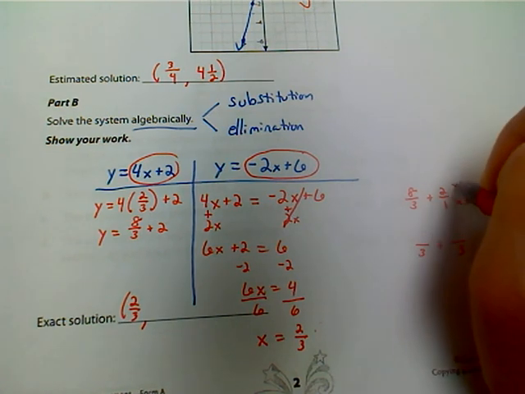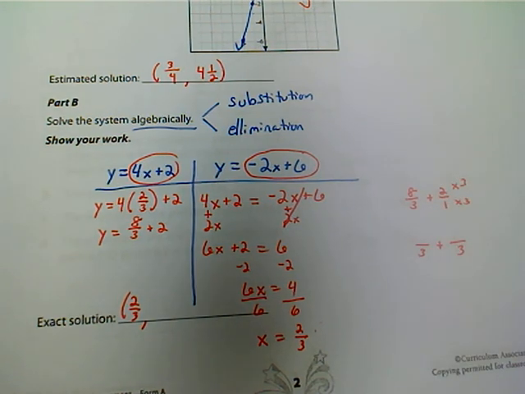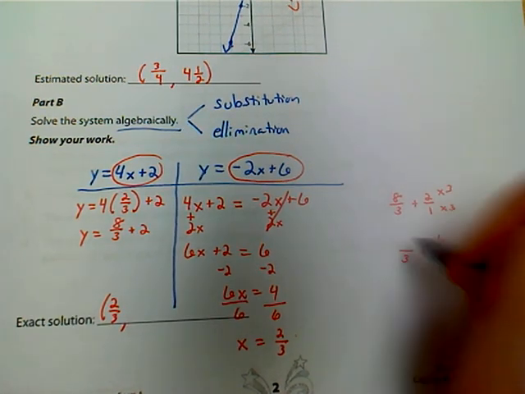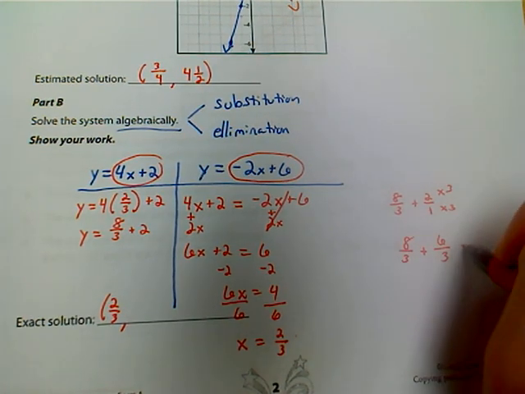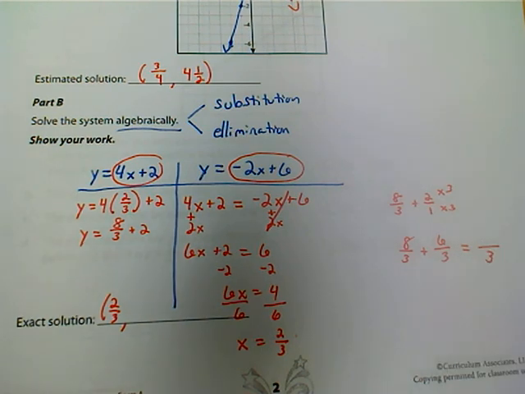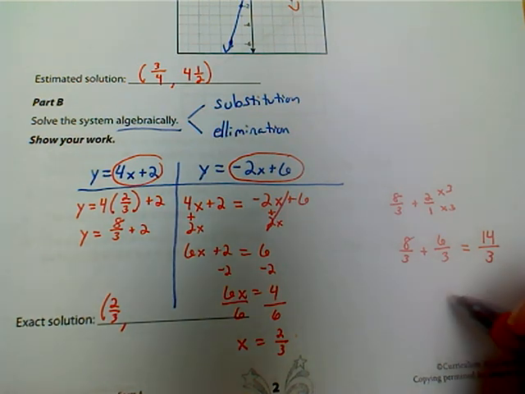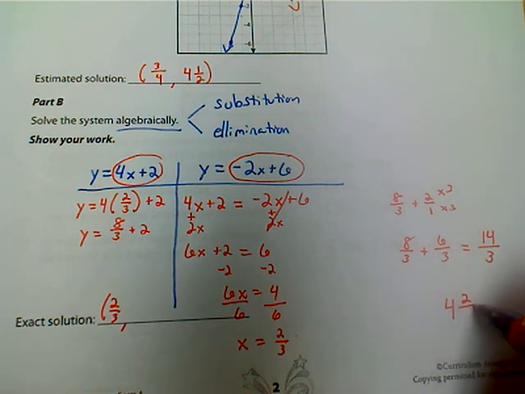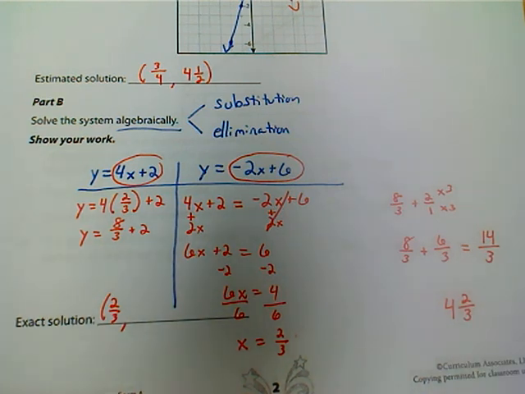That means I got to multiply the top and the bottom by 3. So that gives me 6 over 3. 6 over 3 reduces down to 2. I'm going to keep the 8 over 3. When you add fractions, keep the denominator. 8 plus 6 gives me 14 over 3. So you can leave it 14 over 3, but to really understand what the value is, 3 goes into 14 4 times, a remainder of 2, so that's 4 2/3.